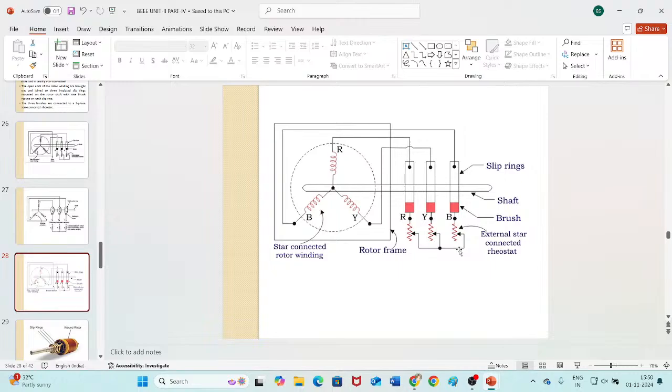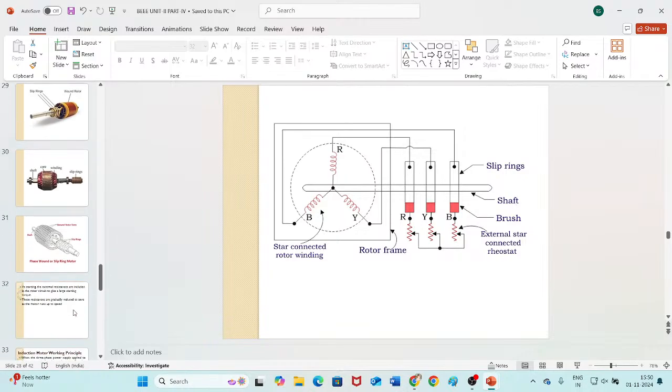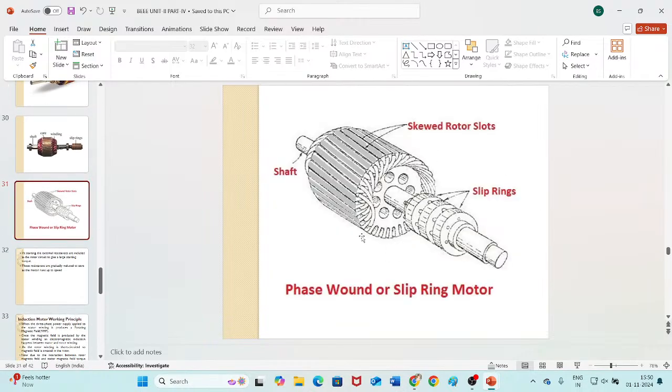In order to have high starting torque at the starting of the motor, these resistors will be connected to the circuit. As soon as the motor picks up speed, gradually these resistors will be disconnected. So this is the construction of the squirrel cage type, and there is one more type, the slip ring type rotor.